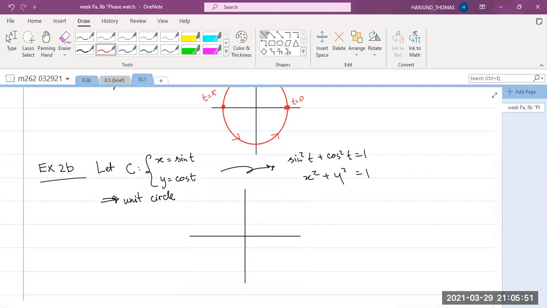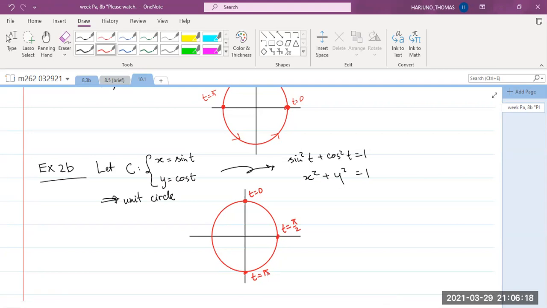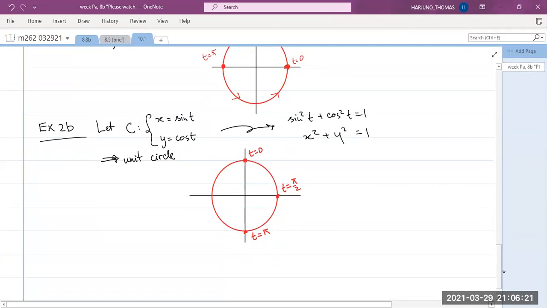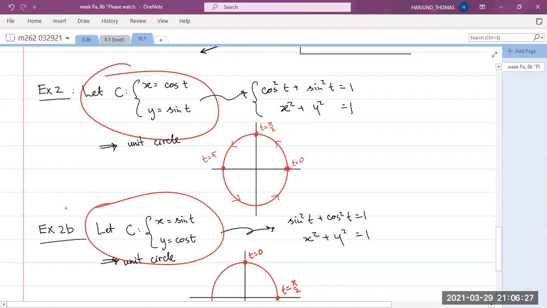When t equals 0, it is not (1, 0) anymore. When t equals 0, you are here, it's (0, 1). When t equals pi over 2, it's here. This is when t equals pi. In other words, you can come up with the same xy graph even though you have different parametric equations. So example 2 and example 2b have different parametric equations, yet they come up with the same graph on the xy plane.